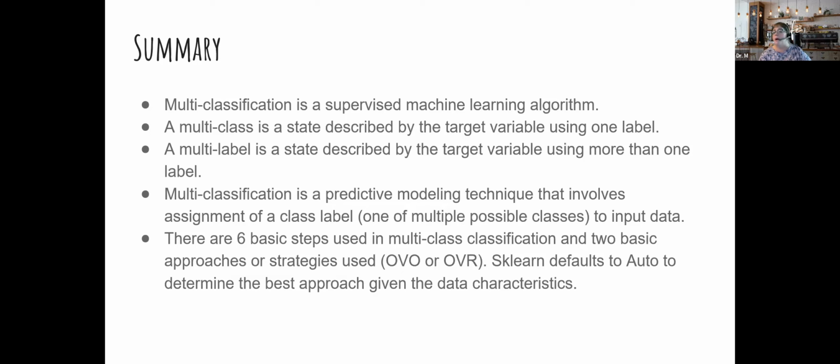Multi-classification is predictive modeling. So that's what we've been focusing on last week and this week, is predictive modeling, and it involves the assignment of a class label, one of multiple possible classes, to the input data. So it's either a fish, bird, or dog, right? It can't be all three. And there's 6 basic steps and 2 basic approaches or strategies, either OVO or OVR, and scikit-learn lets us default to auto, so it can determine which is best. And that's what we'll be using tonight, is auto.